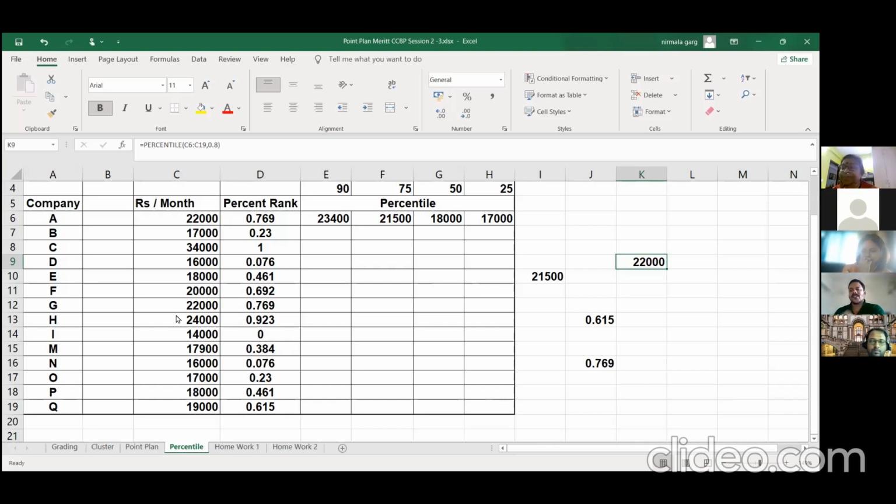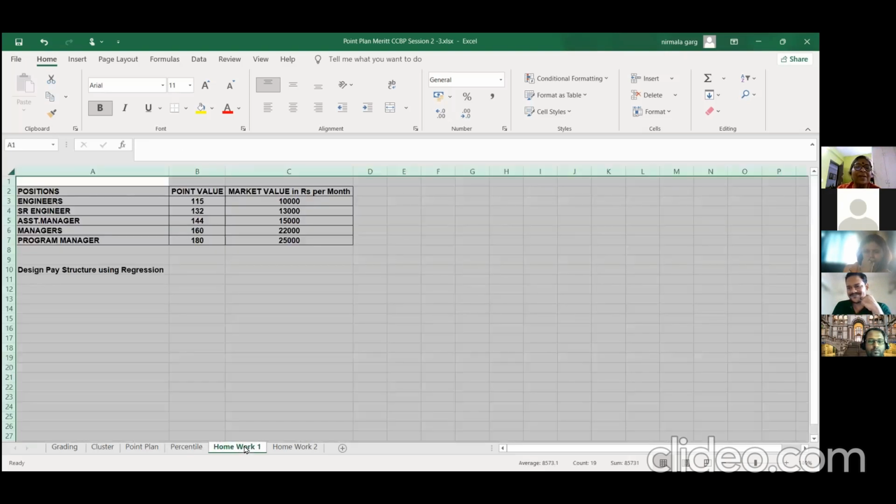Nirmala, can you run them through homework 1 and homework 2? No, should I give them? Yes, at least one homework they should do. Oh, I thought you would spare them the homework, yeah.